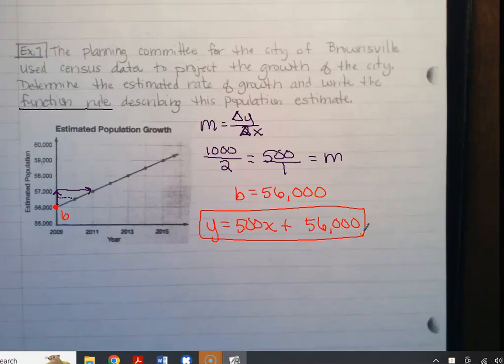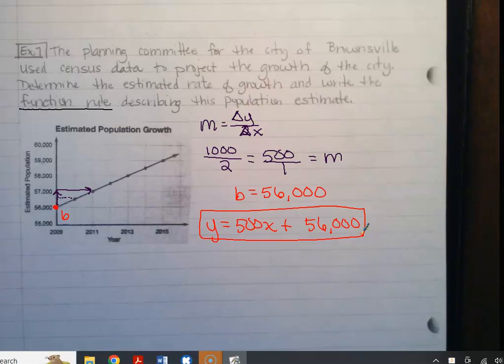There were two parts. What's the second part? You have to write a function rule. We wrote the function rule. Finding the estimated rate of growth. Determine the estimated rate of growth. Well, didn't we already do that too? Yeah. The estimated rate of growth was just the slope. Okay. So was there anything else to do? Doesn't look like it.